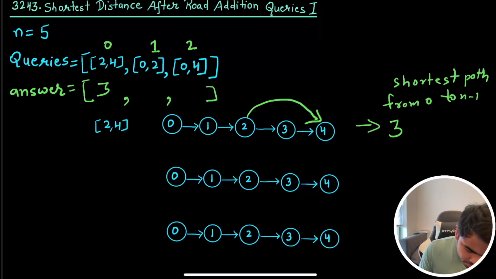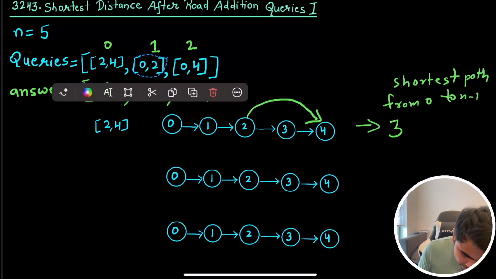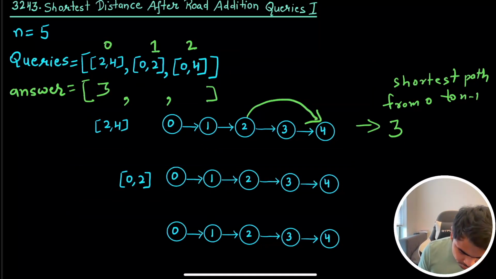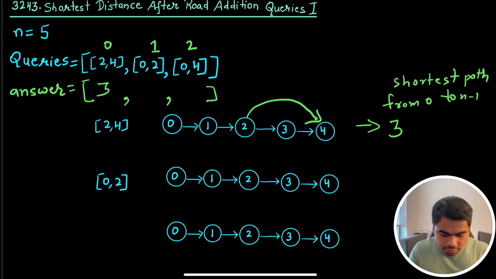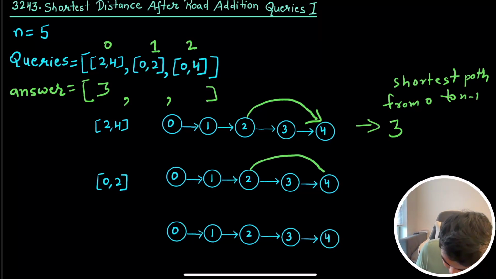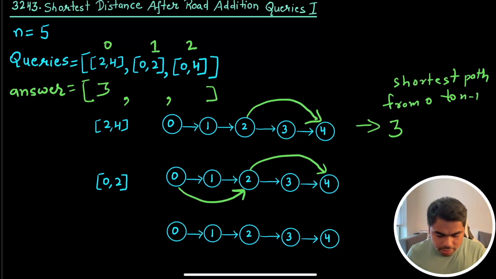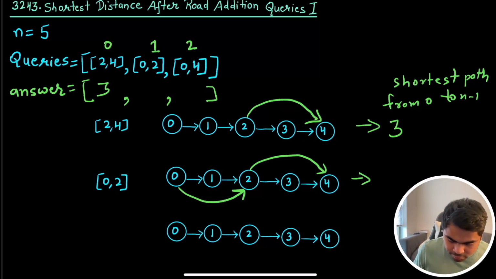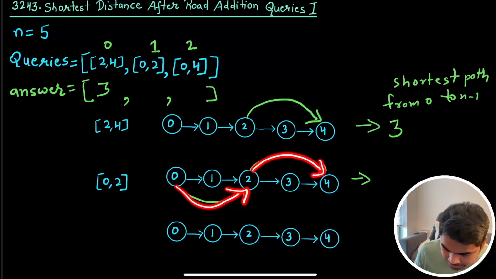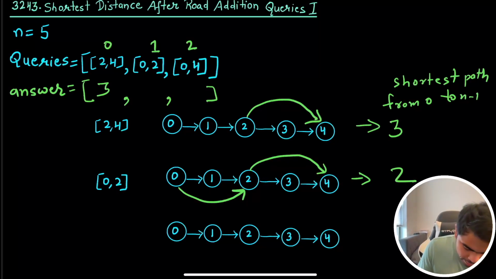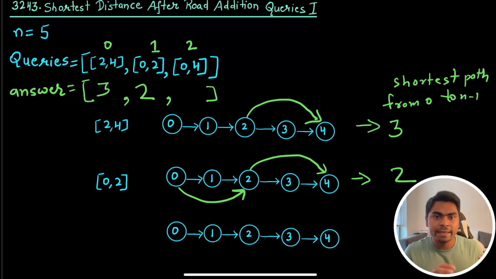Then for the second query, I will add this extra path to my graph after the addition of the previous path. So this path has already been added. Now I will add this: there is a path from 0 to 2. This is the second path that I'm adding, on top of the query 0 that I've already added. Now if I am trying to find the shortest path from 0 to 4, I don't have to take this longer path, right? Not 2 edges. I can take a direct edge to 2, and from 2 a direct edge to 4. So now the path would be 2. So in my answer, after adding this edge at query 2 to my graph, now my answer would be 2.